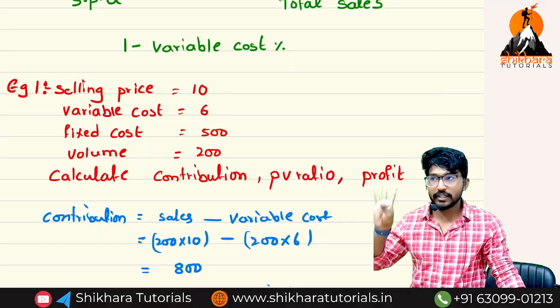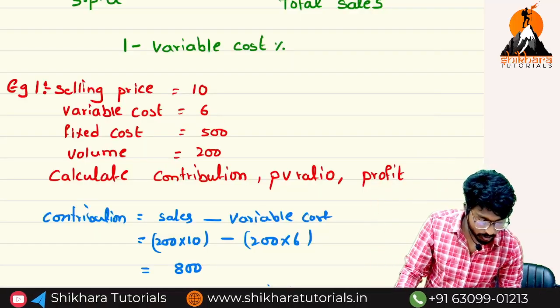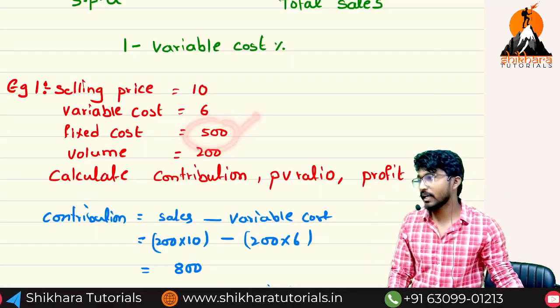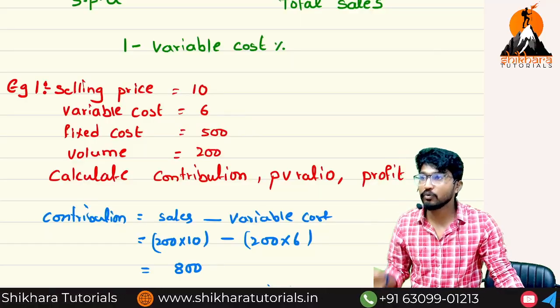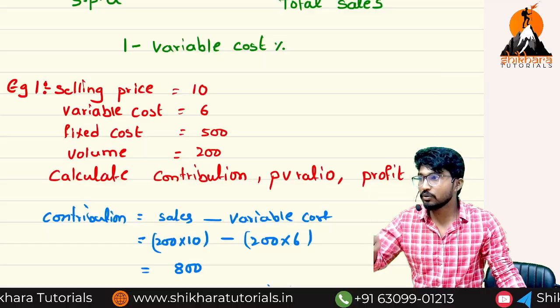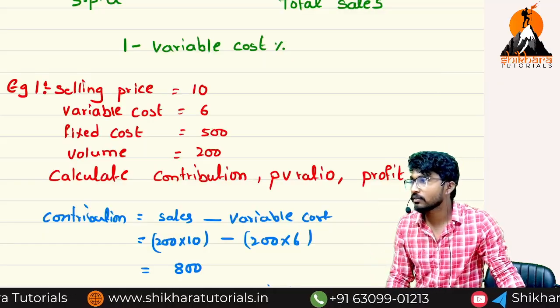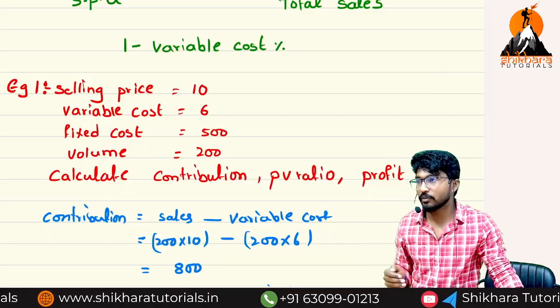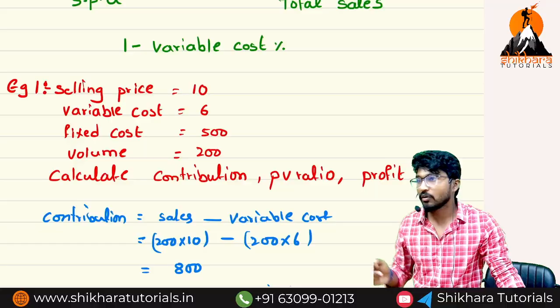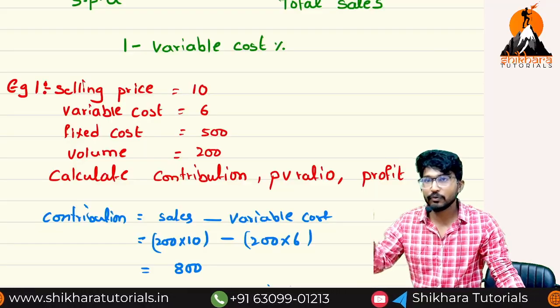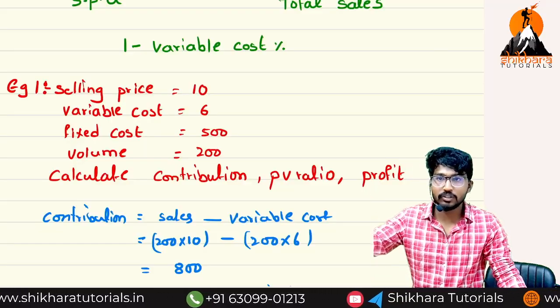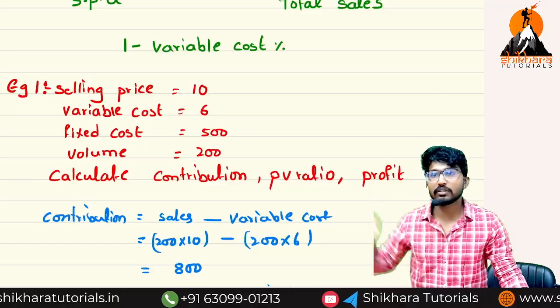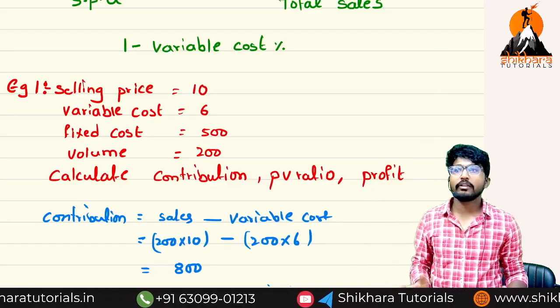For paying 500 rupees, how many units do you need to sell? From each unit you are getting 4 rupees. You have to pay 500 rupees as fixed cost. Now how many units do you need to sell to pay this 500 rupees? 500 divided by 4 rupees. That is nothing but 125. Now what is your break even point? If you sell 125 units, you will get 500. You will pay fixed cost. Now you are left with the big zero.